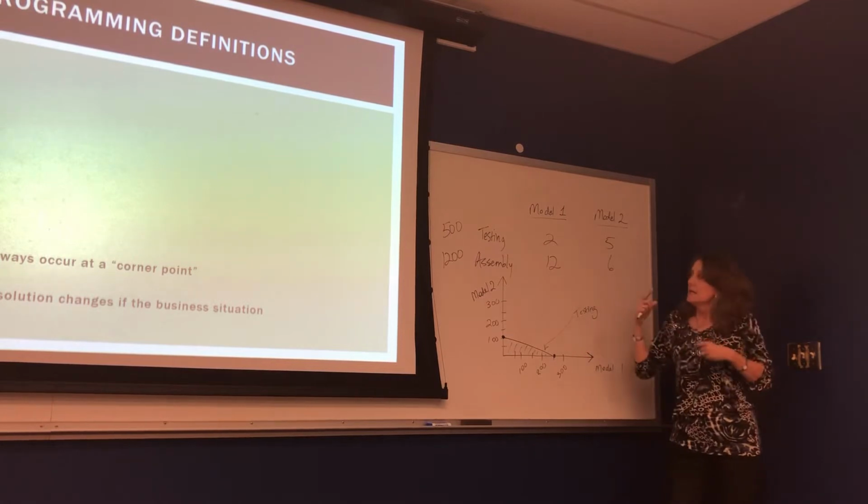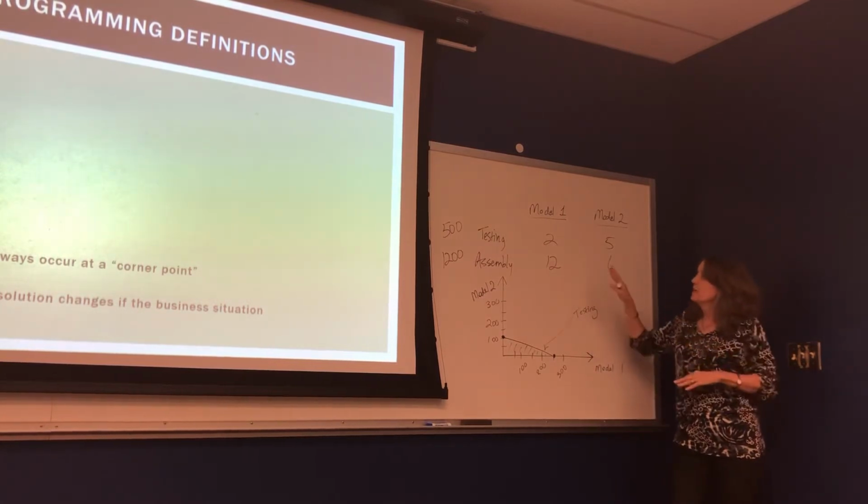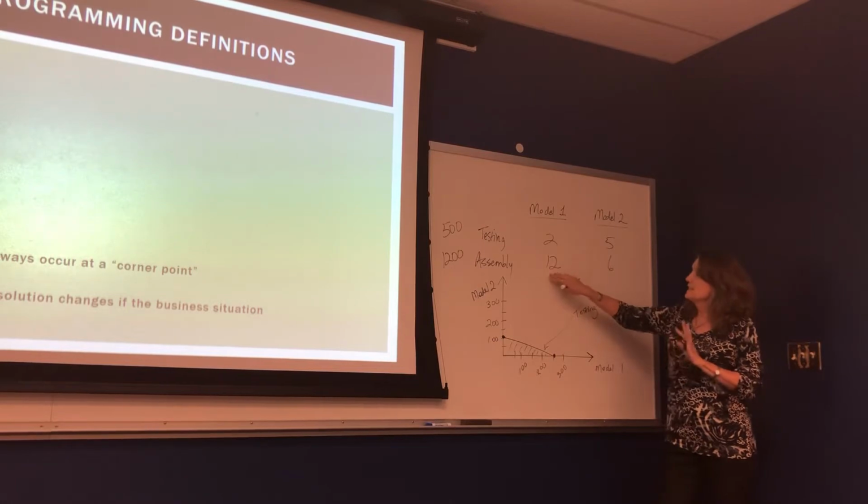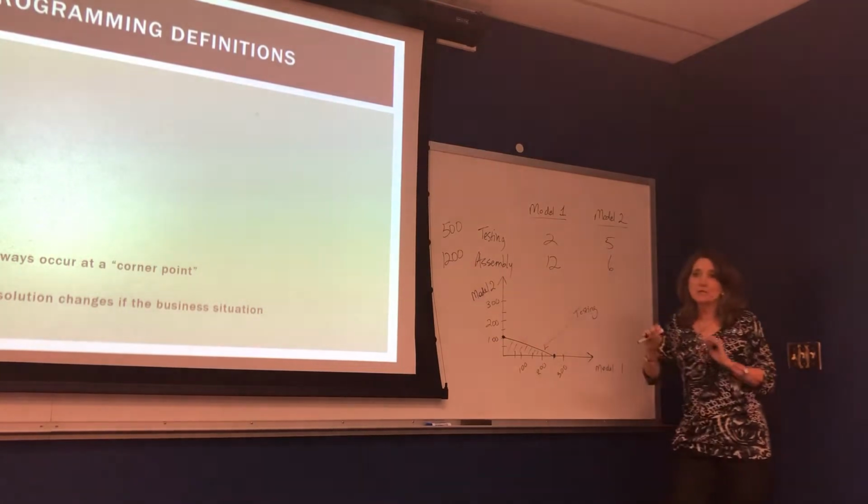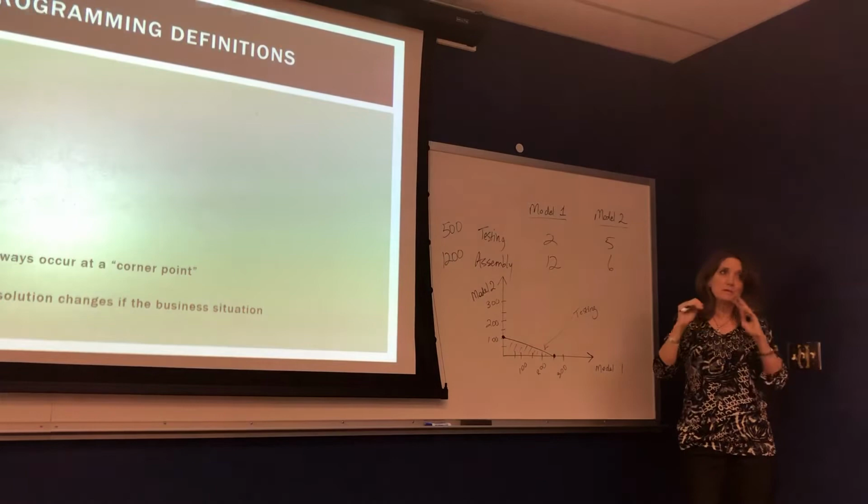I did that one first. Okay, so let's just look at assembly. Model 1s take 12 hours, and you have 1,200 hours. How many Model 1s could you make if you only made Model 1s?